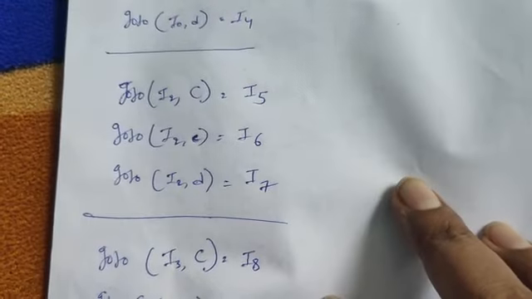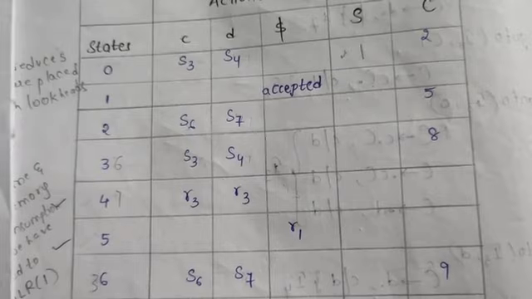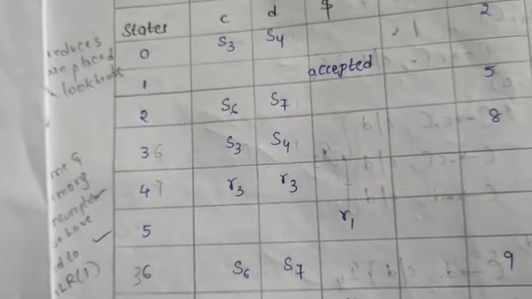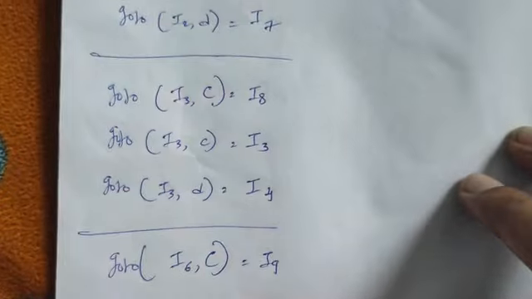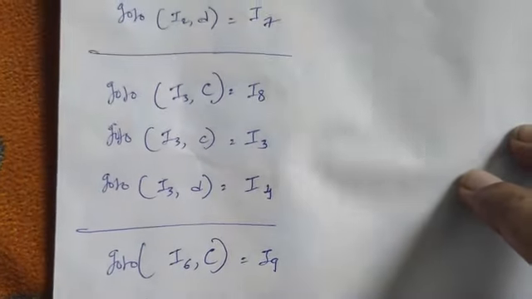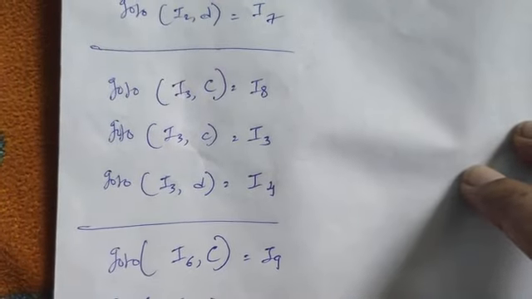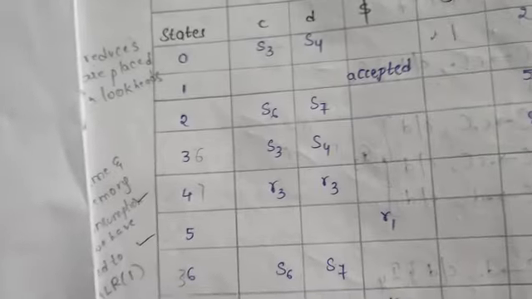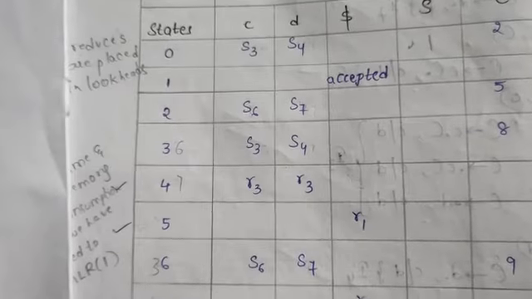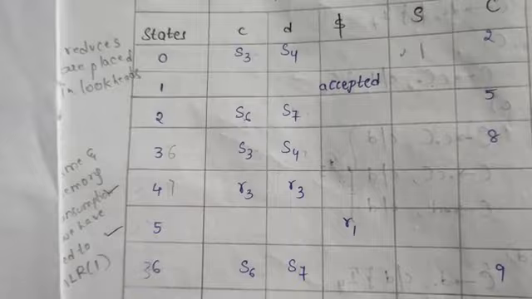In the I2 state, capital C is I5, and small c and small d are I6 and I7. So here also I6 and I7. In the I3 state, capital C is I8, and small c, small d are I3, I4. In the third state, capital C means 8, and small c, small d are S3 and S4.